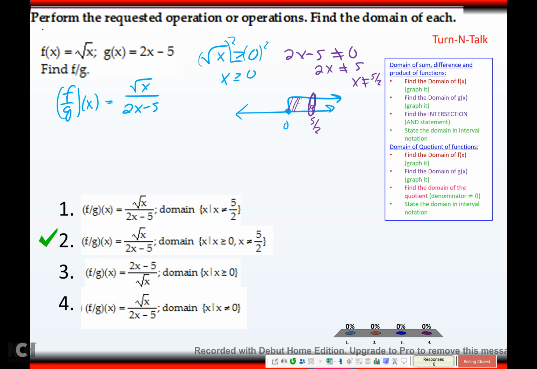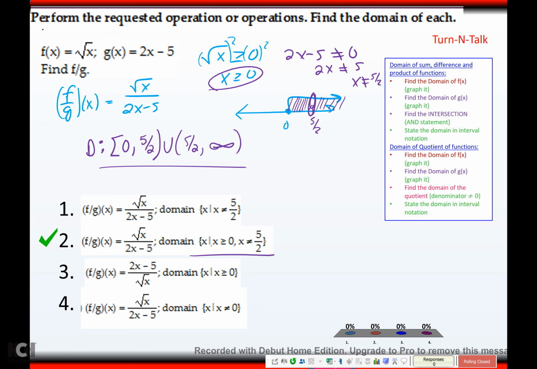So my domain can be all of this and all of this, but it's got to jump over 5 halves. So my domain starts at and includes 0, goes to 5 halves, starts again at 5 halves, and goes to infinity. And the way they wrote it was, instead of using interval notation, they just said x has to stay greater than or equal to 0, comma, and x can never equal 5 halves. You can list it both ways. Most of the time, it's interval notation.